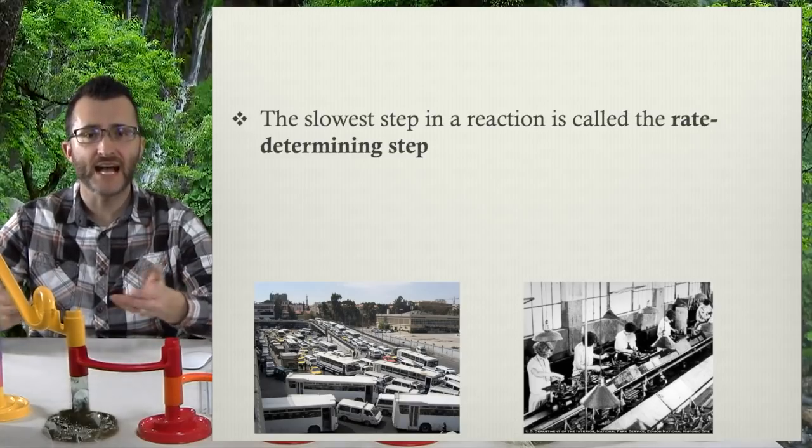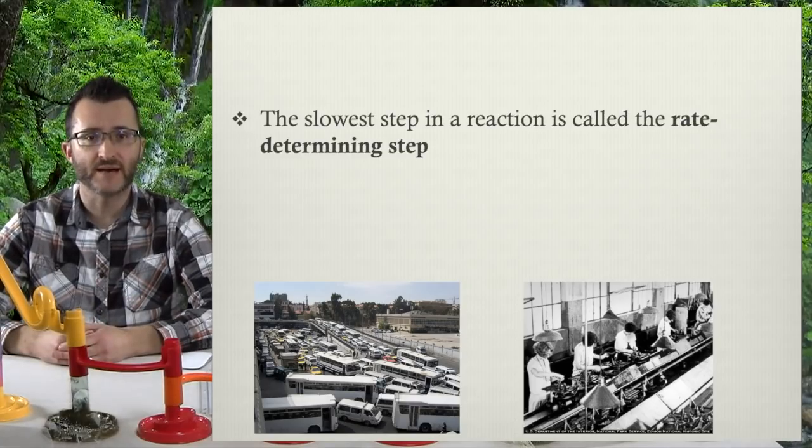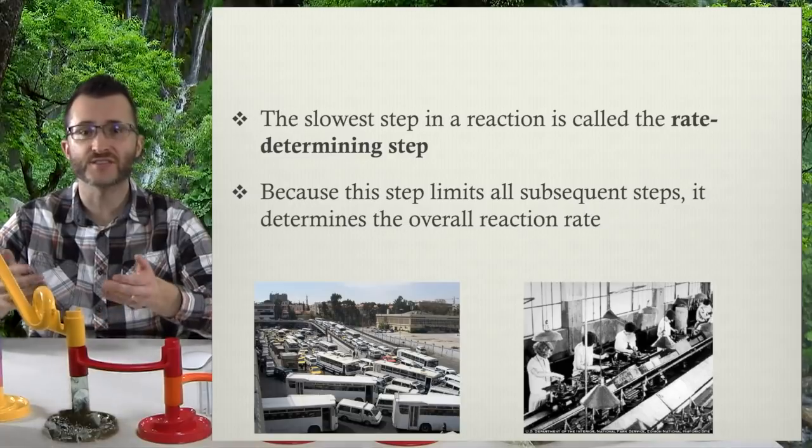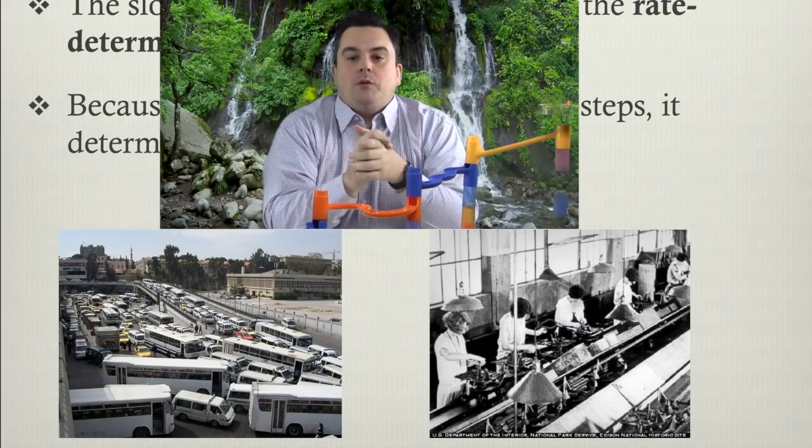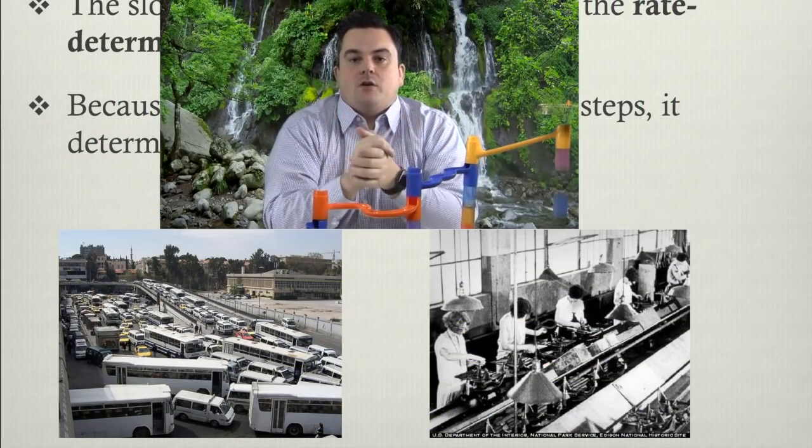The slowest step in a reaction is called the rate determining step. Because this step limits all subsequent steps, it determines the overall reaction rate. We're going to take a look at a couple of images that illustrate a rate determining step.